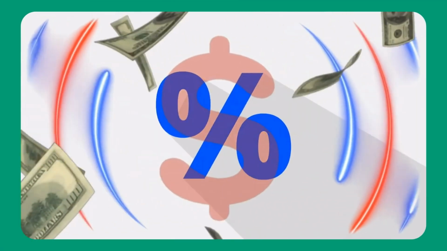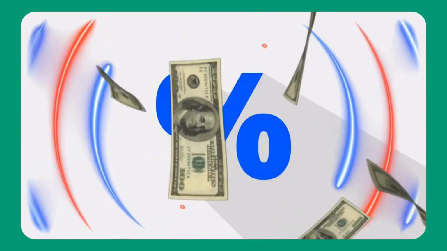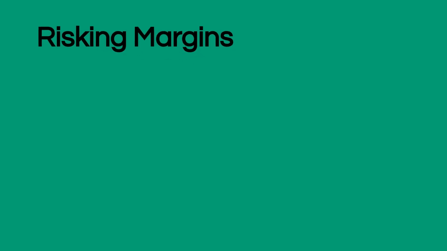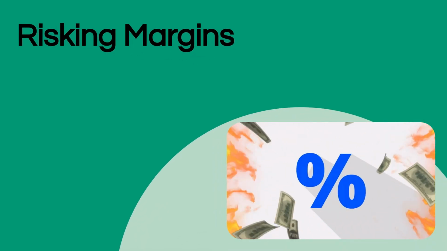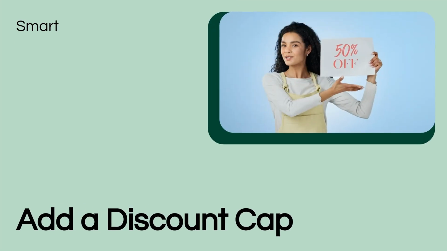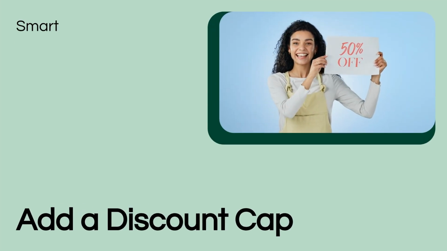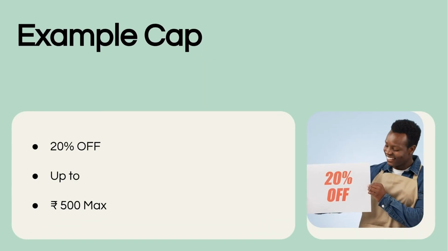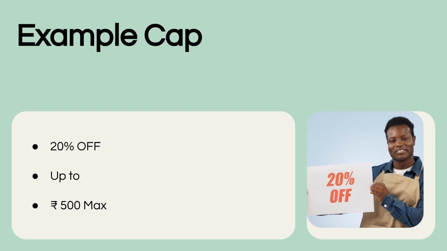The main issue is that percentage discounts often grow with the cart size. This means merchants risk losing significant margins on larger orders. But there is a smart solution to protect your profits during this high-demand period. The solution is to add a cap discount to your offers. For instance, you could offer 20% off up to 500 rupees maximum.